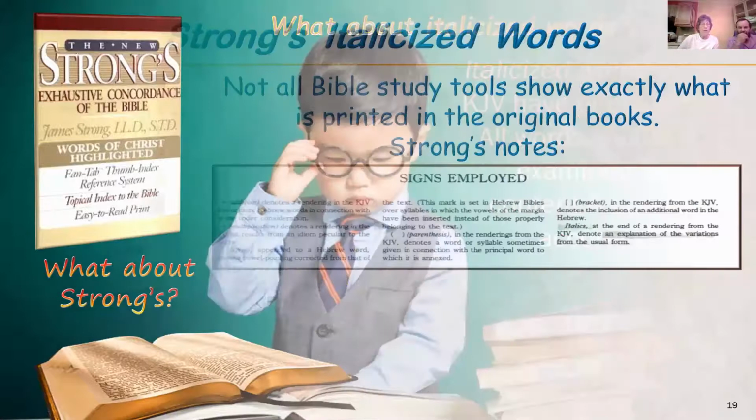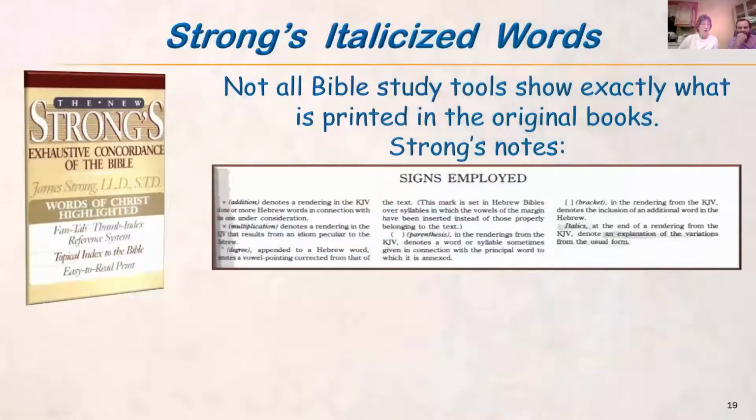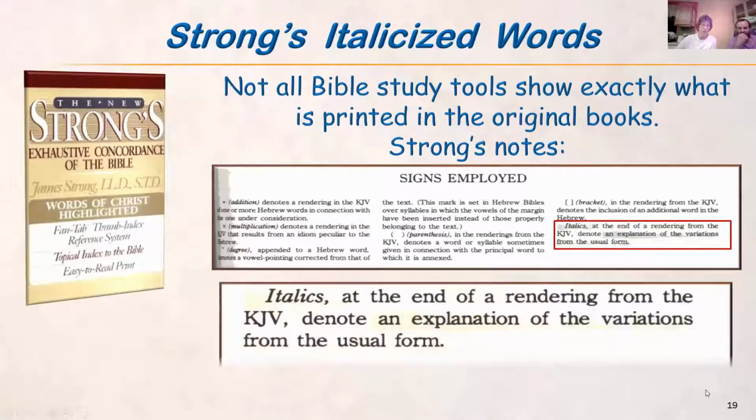What about Strong's italicized words? What is printed in the original books? Strong's, in my Strong's book, has this little note. I have taken a picture of it here, and I want to enlarge this piece for you to see what it has to say. The other stuff is just things you need to know for using the Strong's Concordance. And just remember, Strong's isn't 100% reliable, but if you know how to use it properly, it can be a good study tool. But this is what he says about italics.